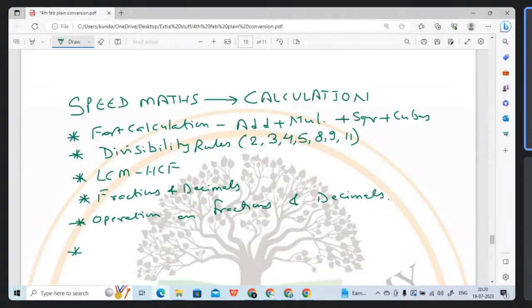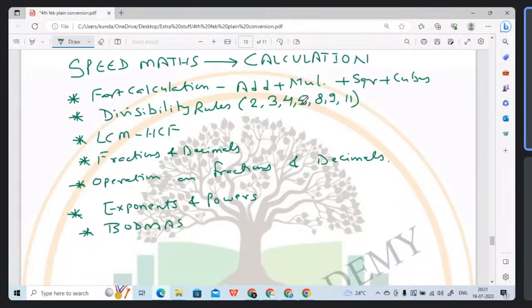After that, then we have to go for exponents and powers. This is there. And in the end, questions from board maths. This is the last step. This is the step through which we improve our speed maths or calculation.